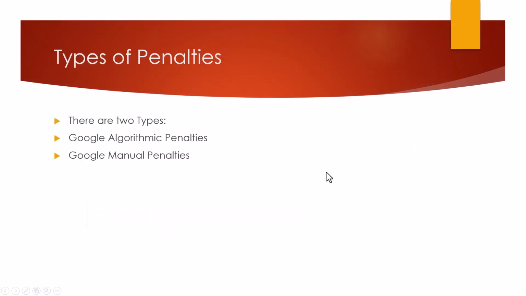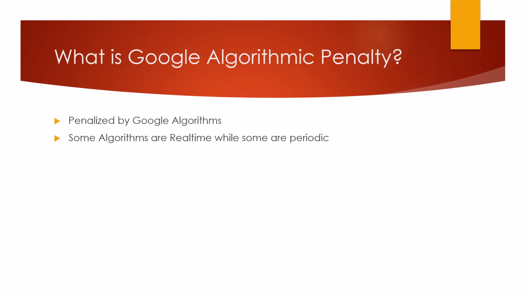There are basically two types of penalties. The first one is Google algorithmic penalties, and the second one is Google manual penalties. So, what is a Google algorithmic penalty? It means that your website has been penalized by Google algorithms.